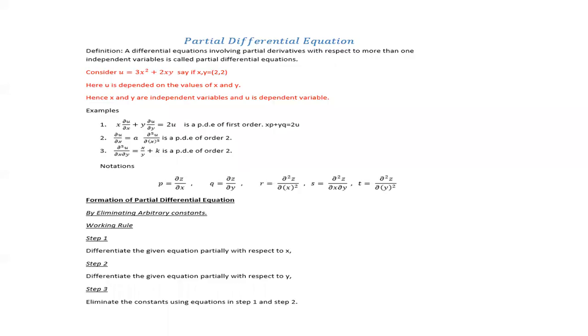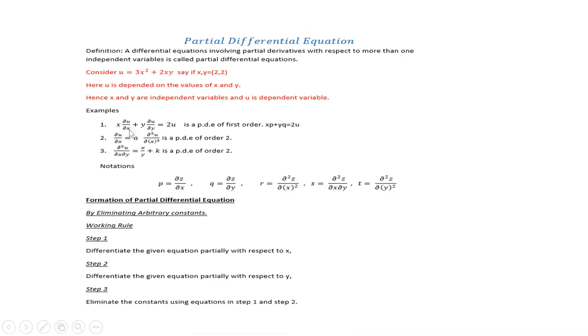Partial differential equation. A differential equation involving partial derivatives with respect to more than one variable is called a partial differential equation. It is considered a simple equation. Here you can see u is dependent on the values of x and y. Hence, we say x and y are independent variables and u is a dependent variable. We can see one or two examples.